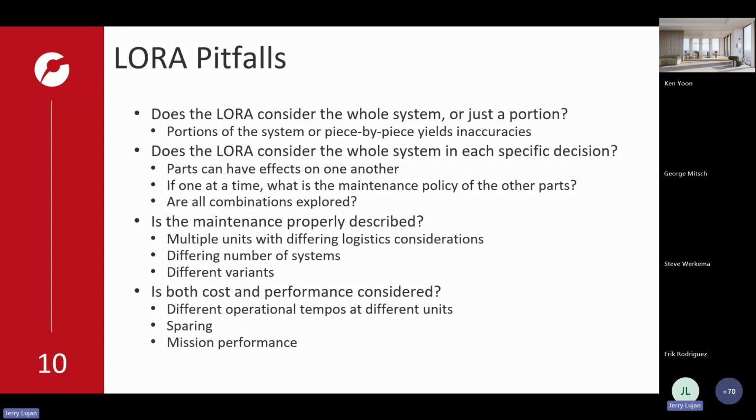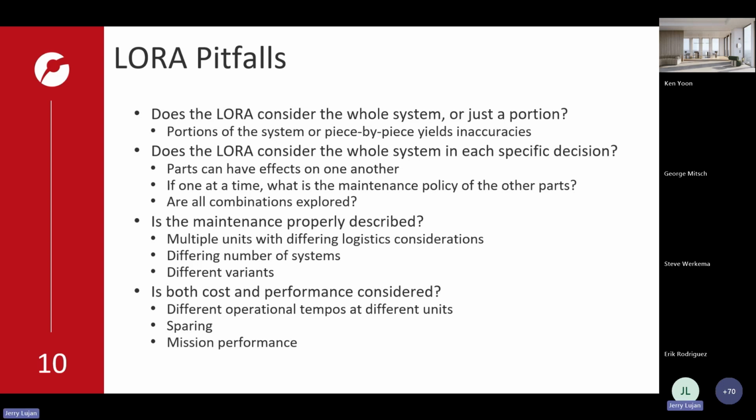So not having a tool that's able to consider the entire thing at once and do all those combinatorics for you means you're only looking at a very small portion of the possibilities of a LORA. The whole thing about a LORA is to look at all the possibilities, right?